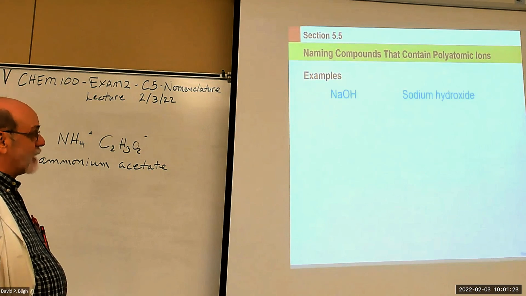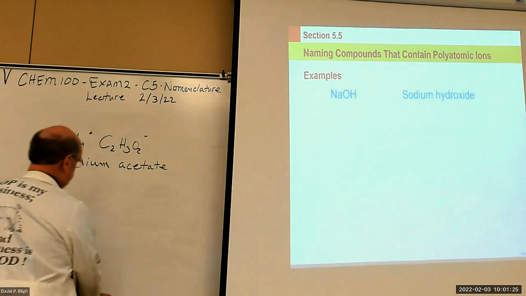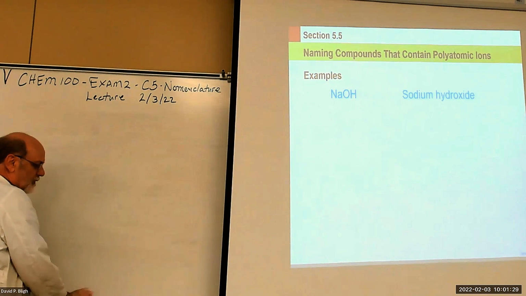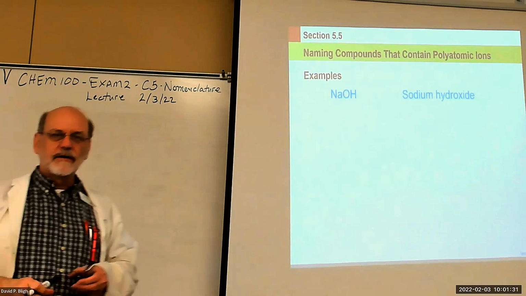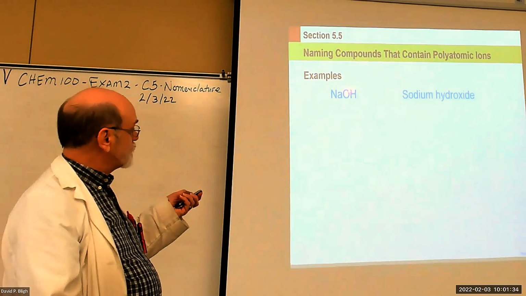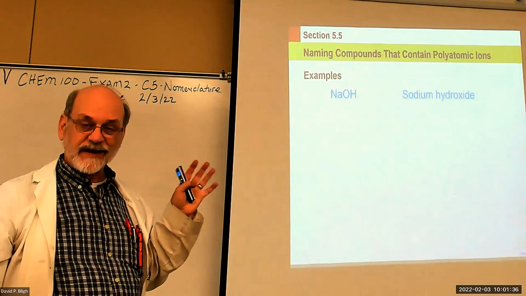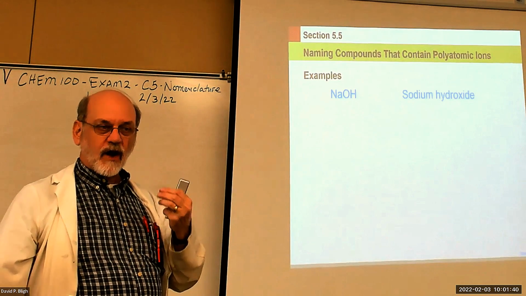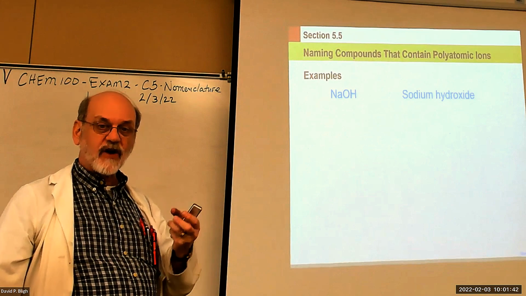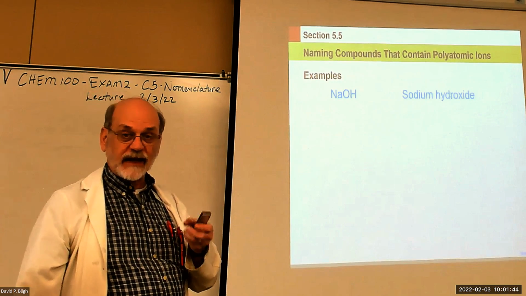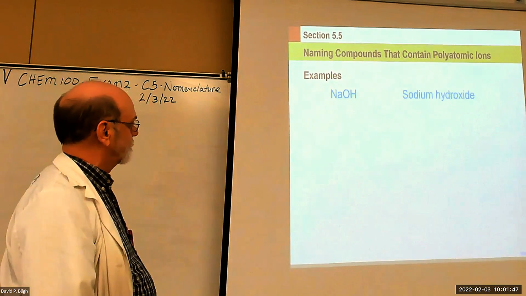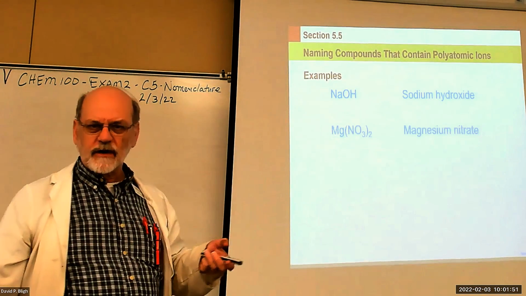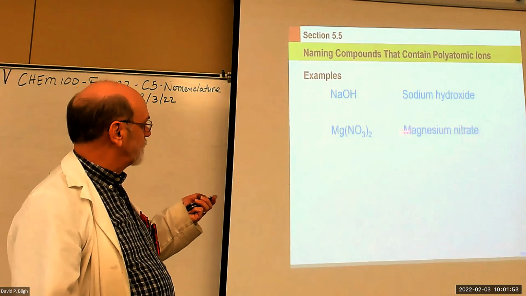All right, examples. All right, in this example, we have a metal and a polyatomic. OH minus with a sodium plus balances. And we only need one of each. OH minus is hydroxide. That's a polyatomic ion. Here we have, I showed you this one earlier, magnesium nitrate, right?